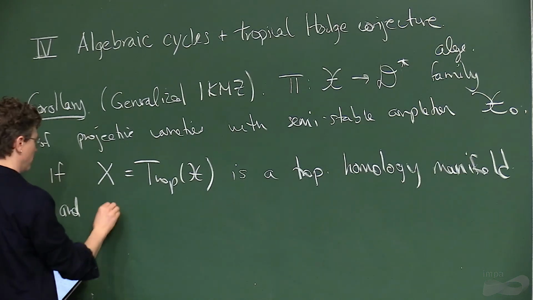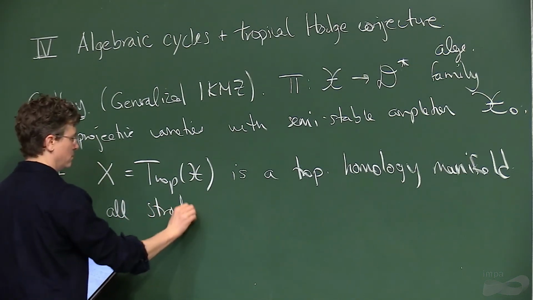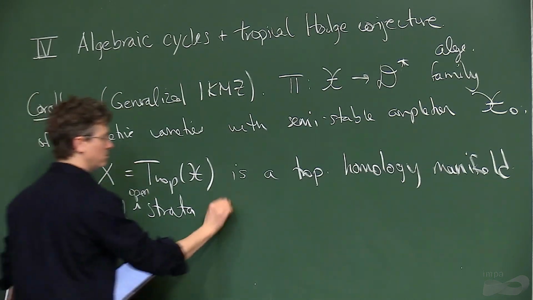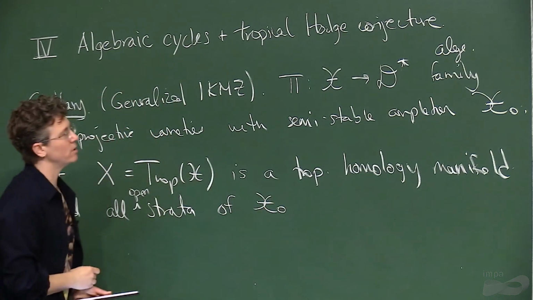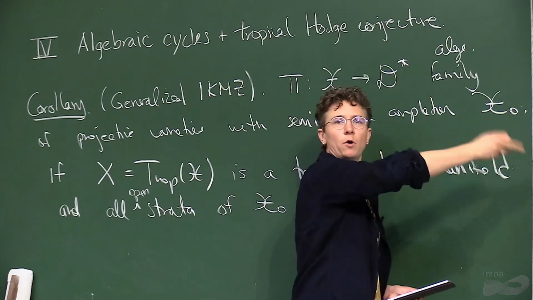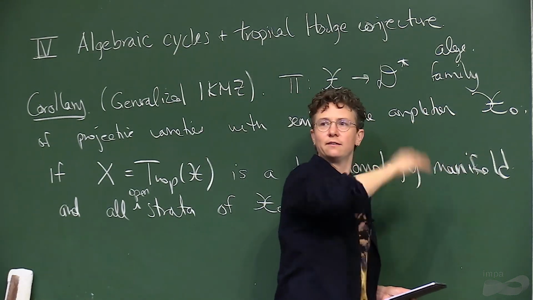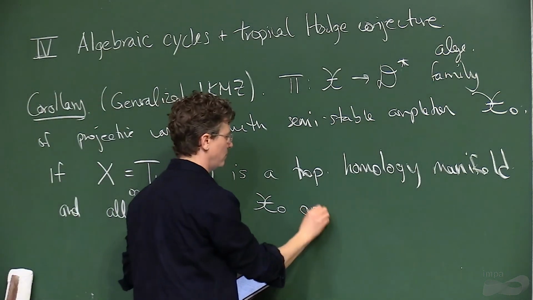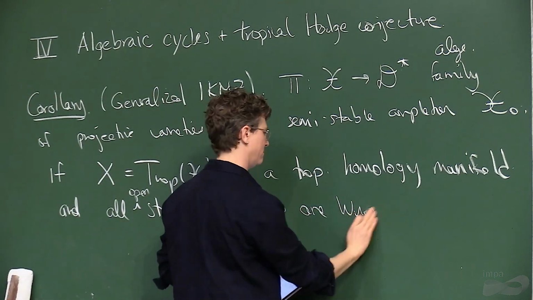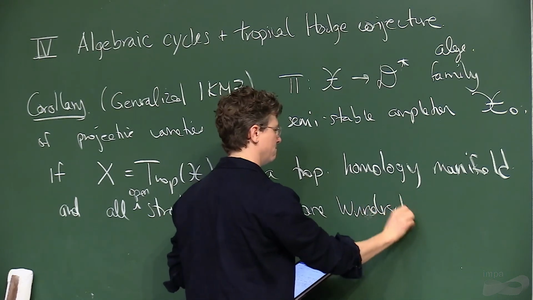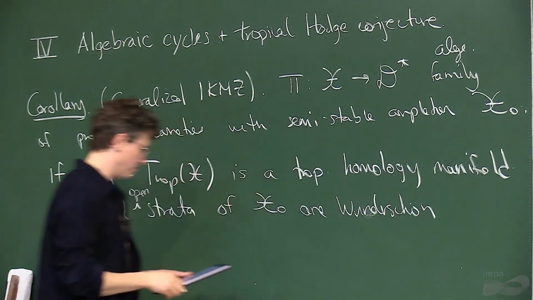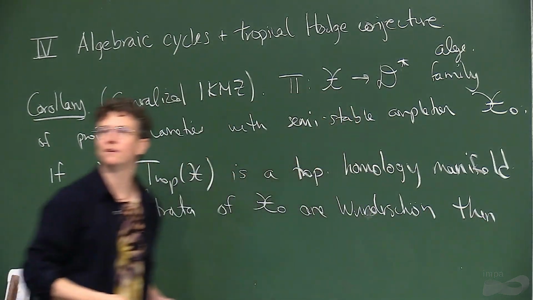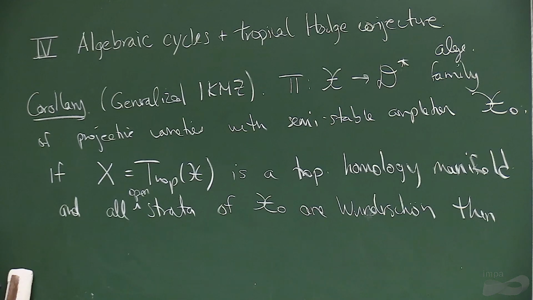And we want also all open strata of this special fiber, right? So this is some reducible variety with tons of components. Those components intersect. They give us all these strata. We want to take the open strata. If these are all wunderschön, then we can conclude basically the same thing as the IKMZ theorem.